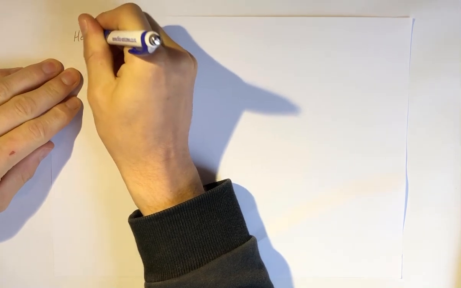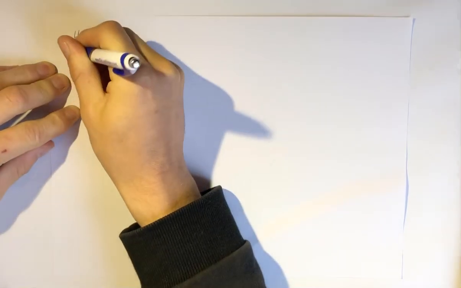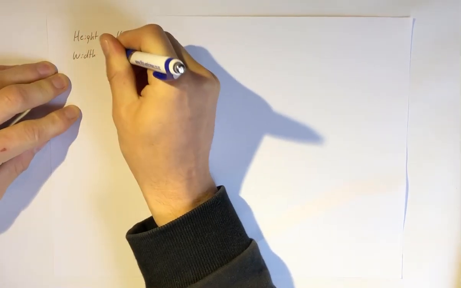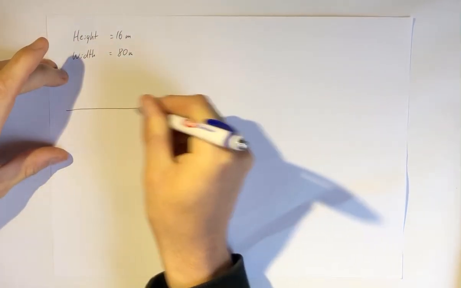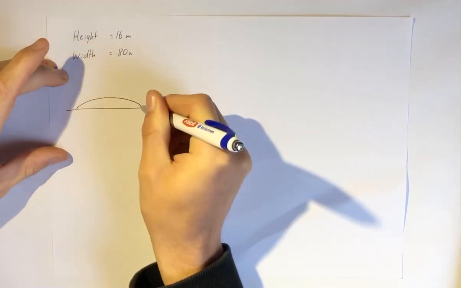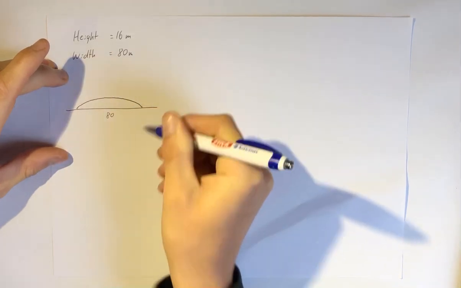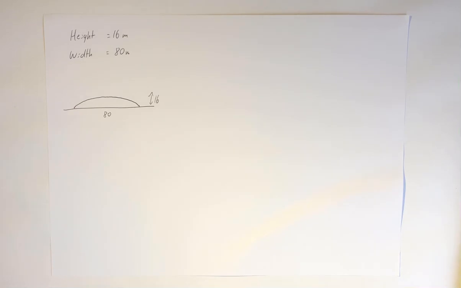I posted on the Google Classroom that I wanted you guys to find a circle and elliptical model for some given parameters. So I wanted a model for a height of 16 meters and a width of 80 meters. So when I drew this thing, it looked pretty similar to this, right? So 80 along here and 16 up there.